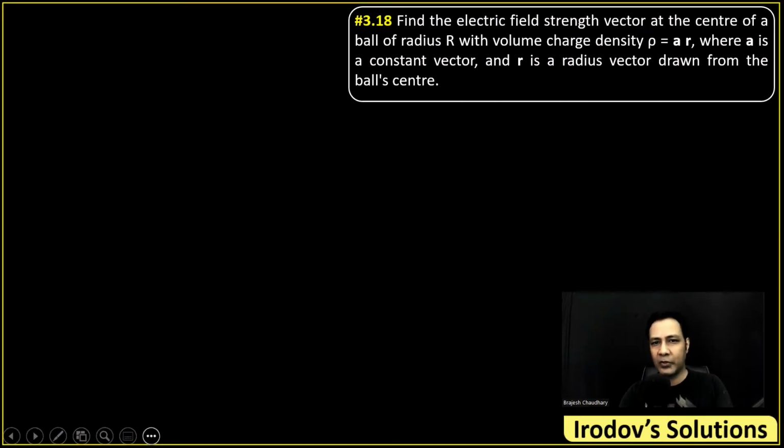Let's see question number 3.18 of Irodov. The question states: find the electric field strength vector at the center of a ball of radius R with the volume charge density rho equal to a dot r, where a vector is a constant vector and r is the radius vector drawn from the ball center.